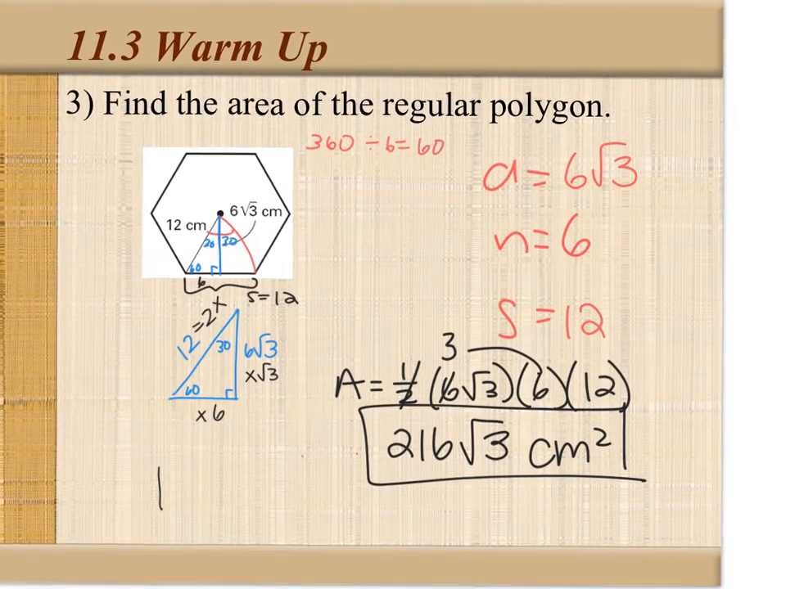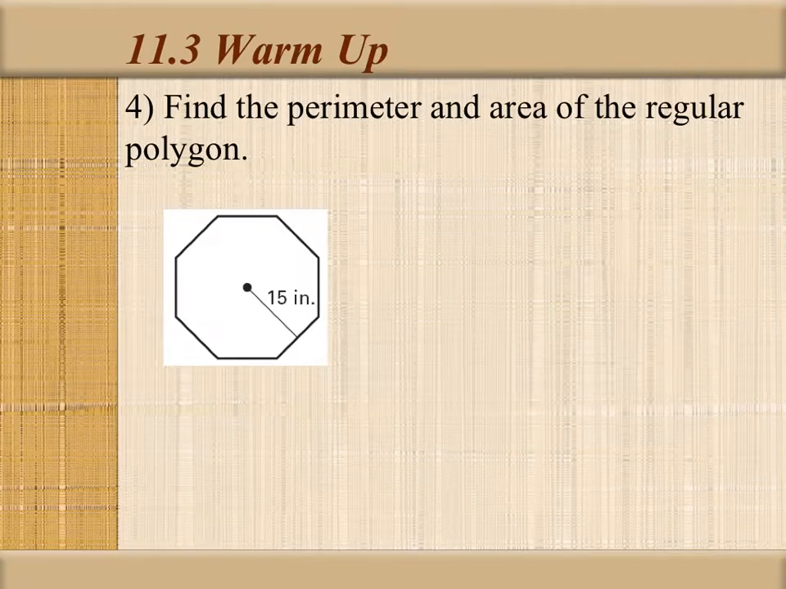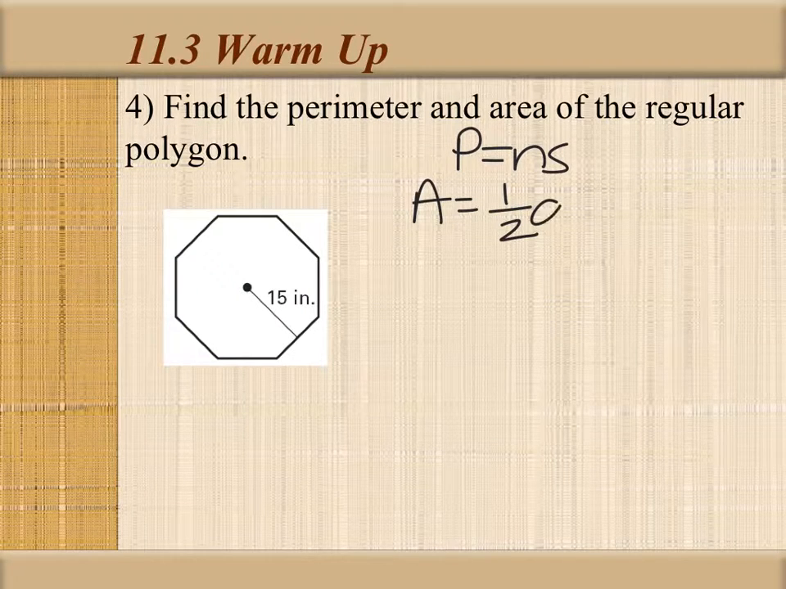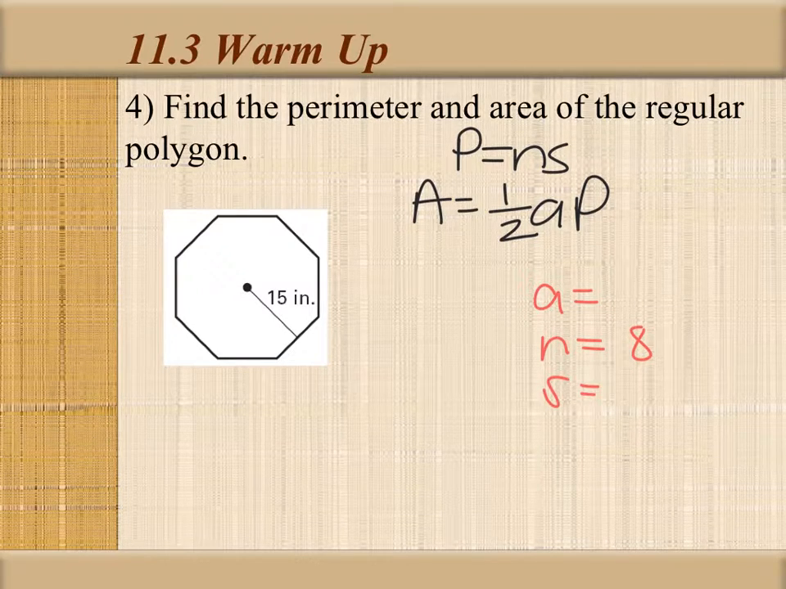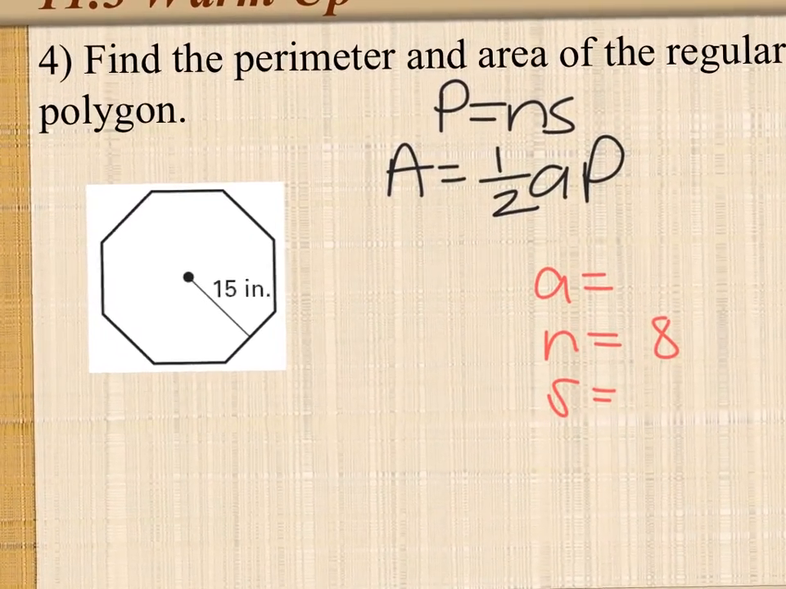Questions on that one? Okay, 4. Now it says find the perimeter and the area. So we're going to start with perimeter being n times s. And then we're going to go to area being 1/2 A times P, so apothem times perimeter. This time there's how many sides? 8. So this is not one of my special ones. This is the one that you would have a calculator for, and most likely we'll be doing trig.